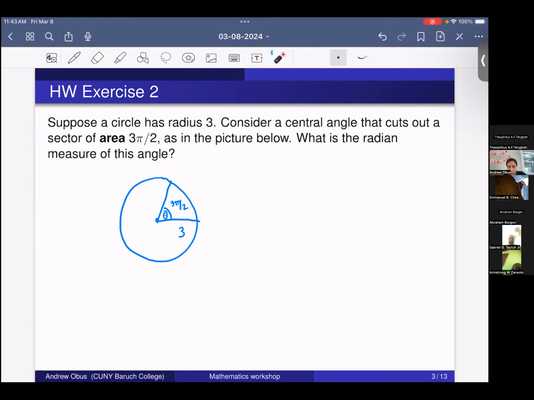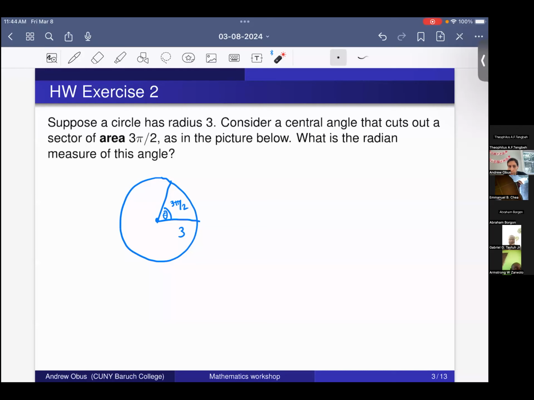Armstrong, are you coming in clearer now? The internet better? Gabriel? Oh, Gabriel, yes. Hi. Gabriel, I can hear you fine. Armstrong, not so good.